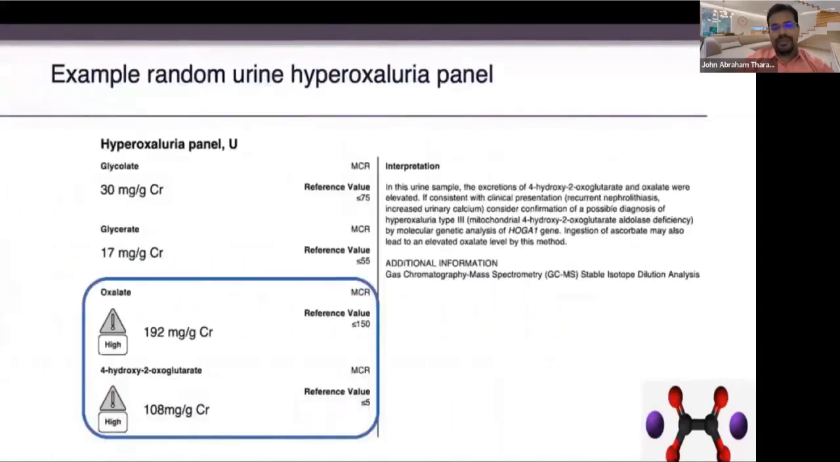So this is another example of a random urine hyperoxaluria panel, where the excretion of oxalate and 4-hydroxy-2-oxoglutarate were elevated. And if it is consistent with the clinical presentation, consider a possible diagnosis of hyperoxaluria type 3 by molecular genetic analysis. You can do an additional gas chromatography, mass spectroscopy, stable isotope dilution analysis. So this is what they have mentioned.